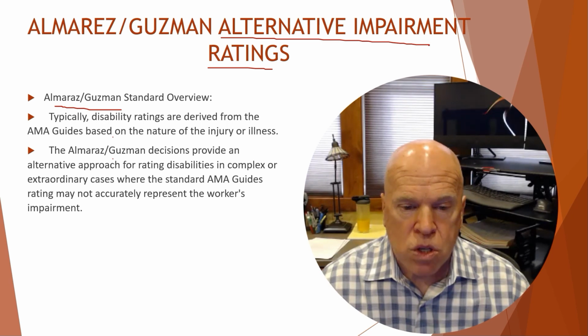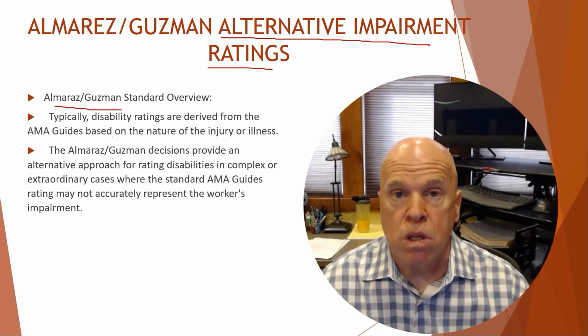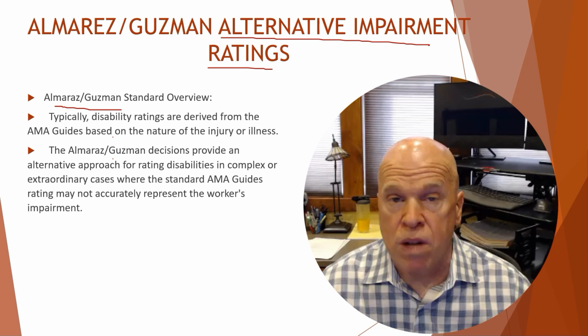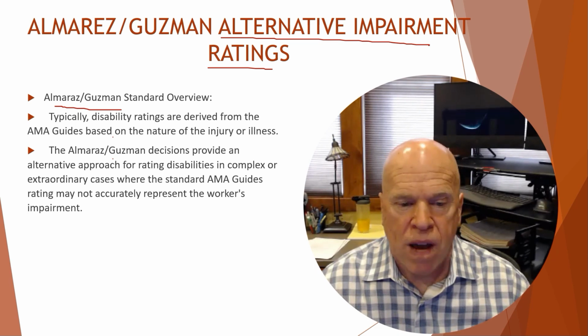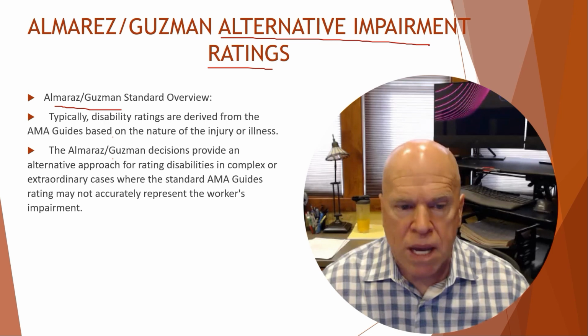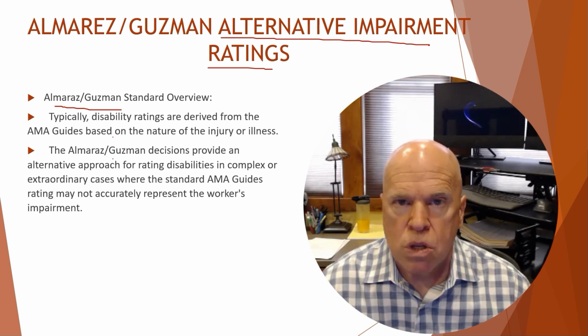So the Alvarez and Guzman decisions, and these were en banc decisions, important legal case decisions that are now binding precedent on all the courts throughout the state of California. They provide an alternative approach for rating disabilities in complex or extraordinary cases where the standard or conventional AMA guides rating may not accurately represent the worker's impairment.